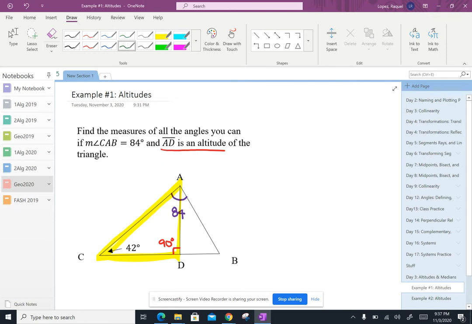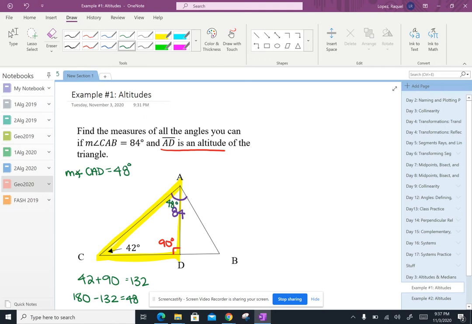So what I can do is I can do 42 plus 90, and that gets me 132. And then what I'm going to do is 180, because all the angles of a triangle add up to 180. So 180 minus 132, and that gets me 48. So that tells me then that this angle, the measure of angle CAD, is 48 degrees. So this right here, this is 48 degrees.